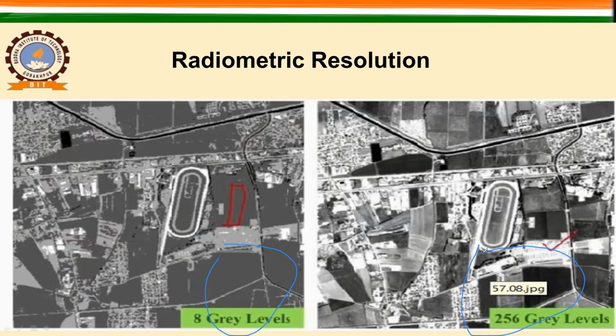More the area, the more the information. With 8 gray levels, you can divide it from 0 to 7 or 1 to 8. In the case of 256 gray levels, you can divide it from 0 to 255 or 1 to 256.